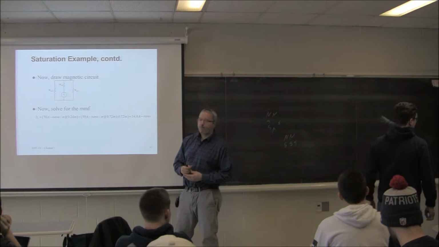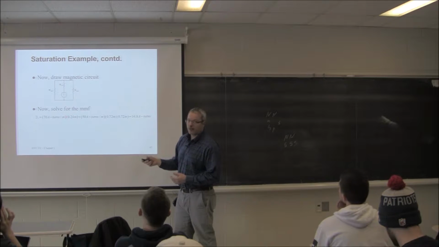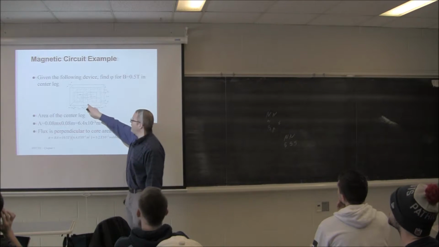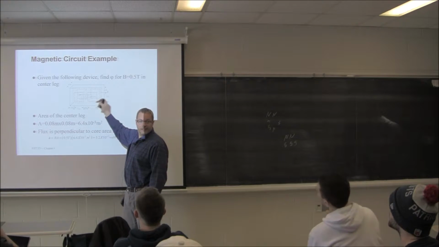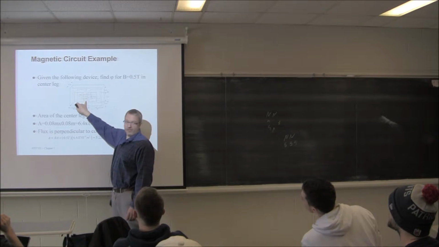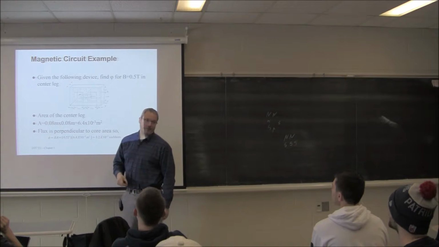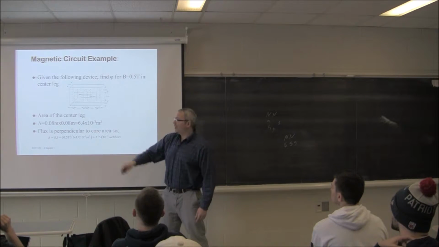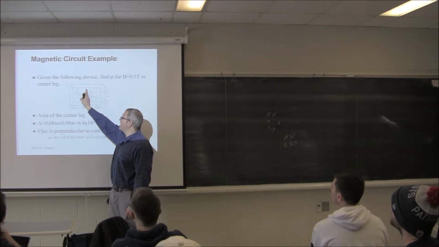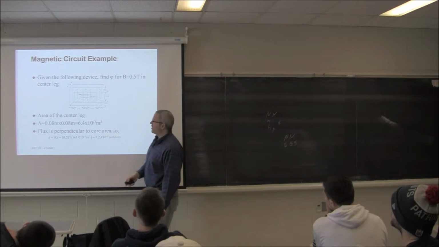Yes, sir? Where'd you get the 0.24? What's the length of this center leg? Okay, it's 0.24. So it's 0.16 here, another 0.04 here, and another 0.04 here. Oh, okay, just the center. Then the side legs are going to be at the center point, out and back. And so that's how you end up with a 0.72.